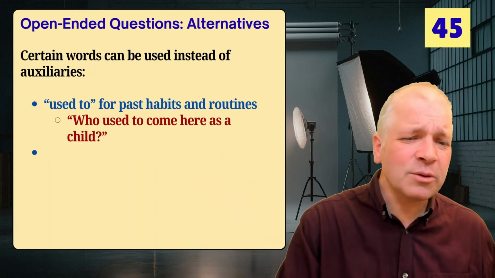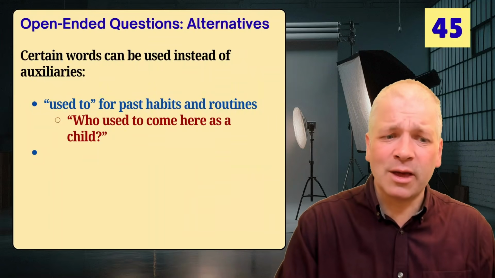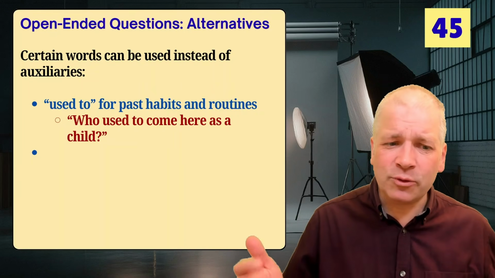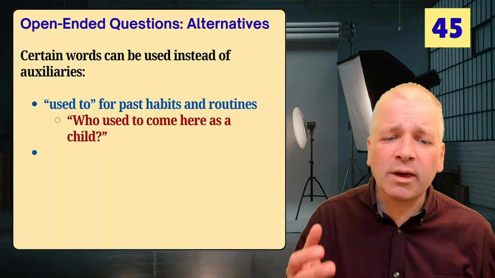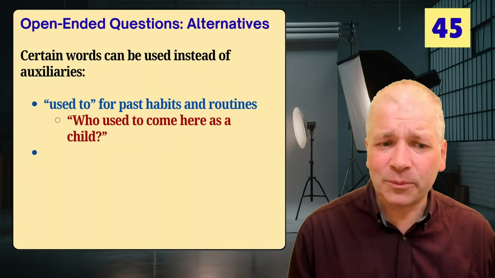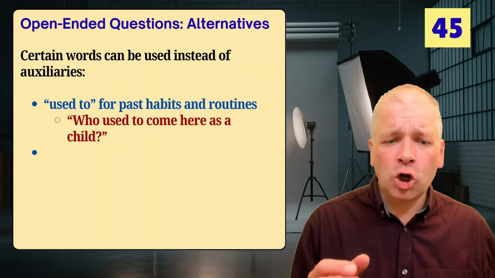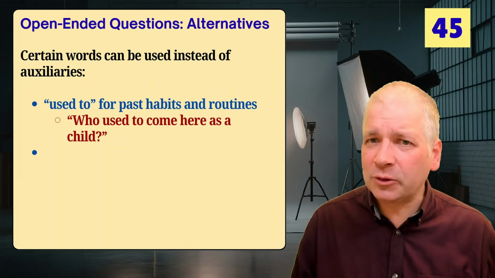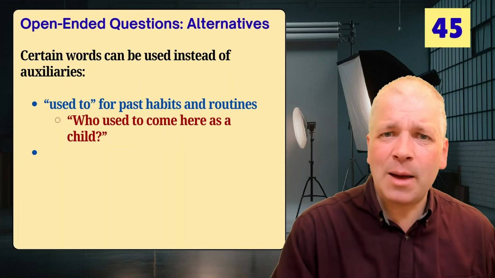Certain words can be used instead of auxiliaries. Used to can be used for past habits and routines. Who used to come here as a child? So not who did this or who came here as a child, but used to now goes in that position.